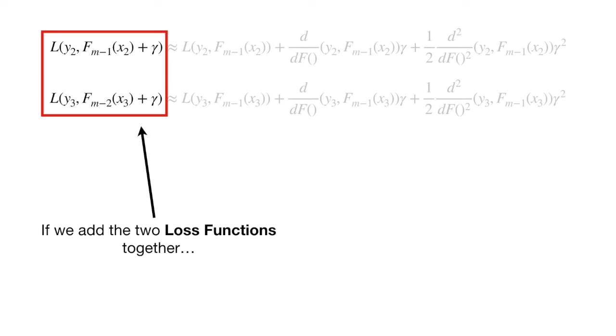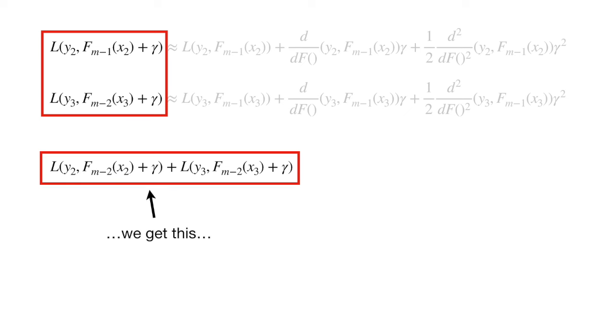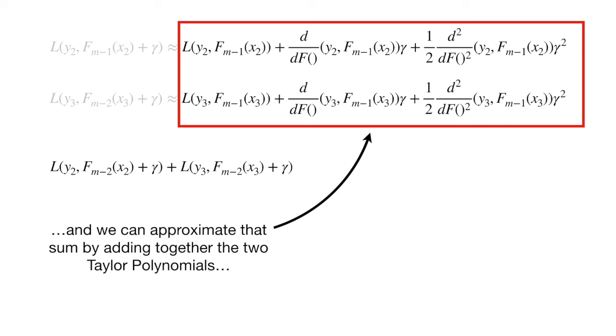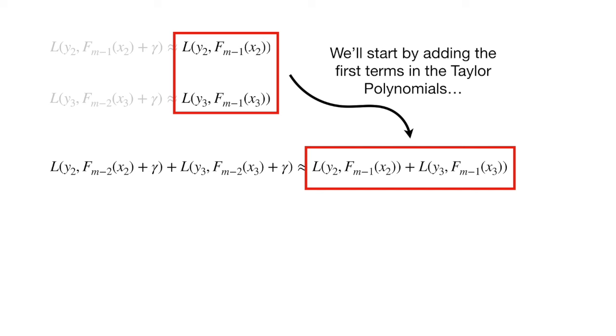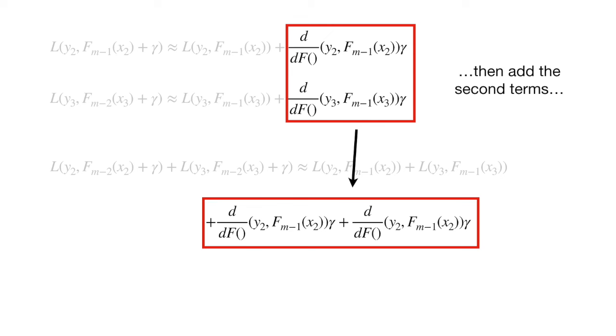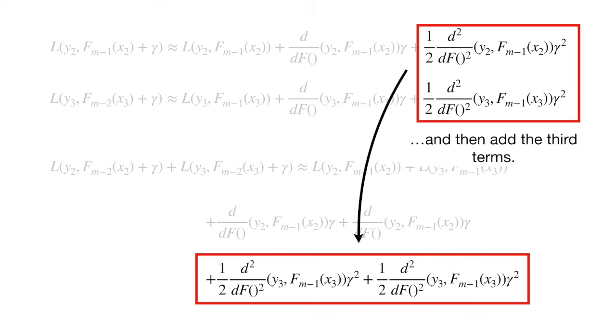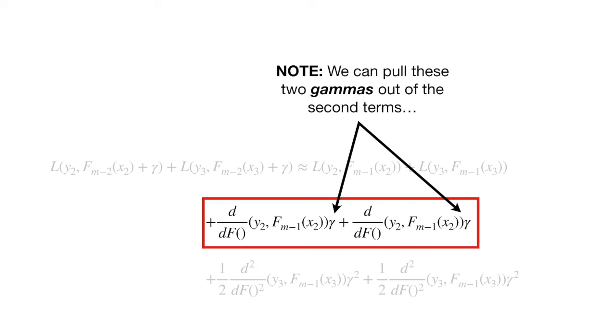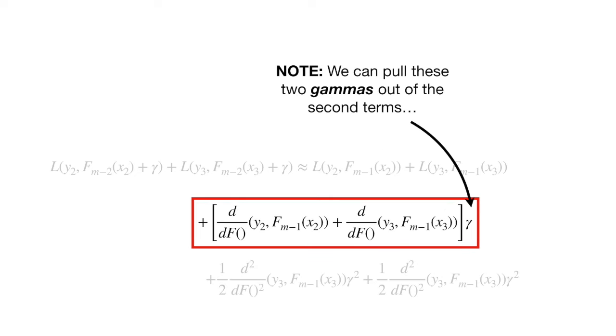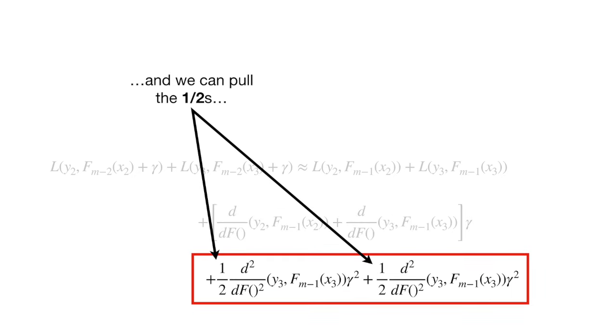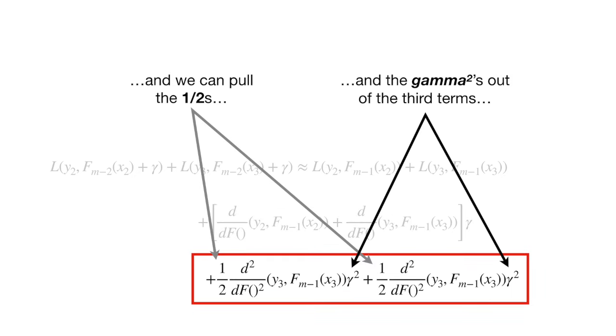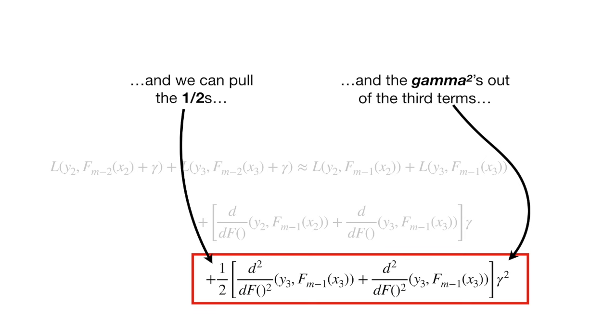If we add these two loss functions together, we get this. And we can approximate that sum by adding together the two Taylor polynomials. We'll start by adding the first terms in the Taylor polynomials. Then add the second terms, and then add the third terms. Note, we can pull these two gammas out of the second terms, and we can pull the 1/2s and the gamma squareds out of the third terms.